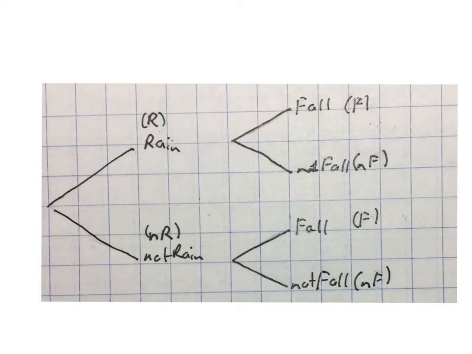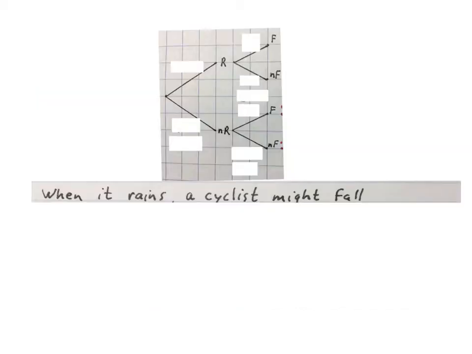Good day. In this video we're going to show you that a tree diagram can help you to solve a probability problem. It is about a cyclist that is cycling in the rain and on a dry day, and the probabilities that he will fall or not fall on the rainy day, or fall or not fall on the not rainy day. Let's discuss the problem.